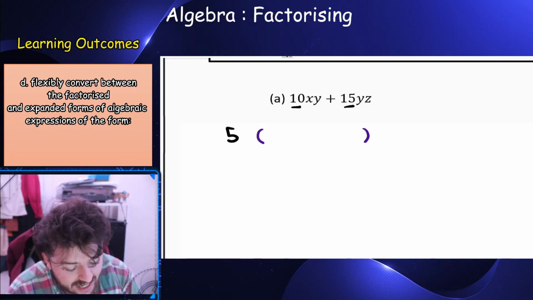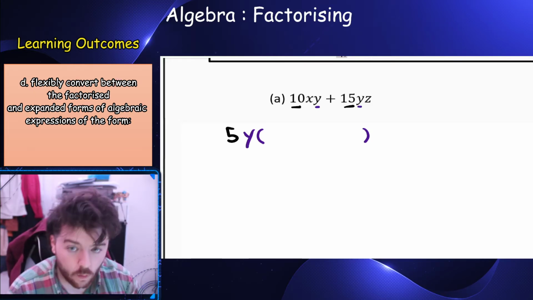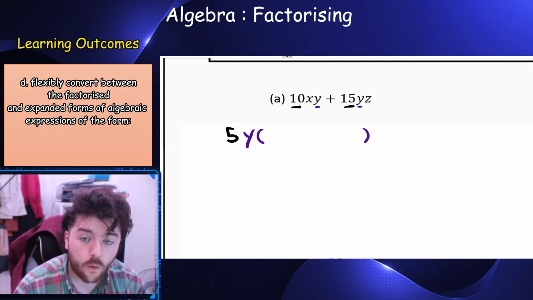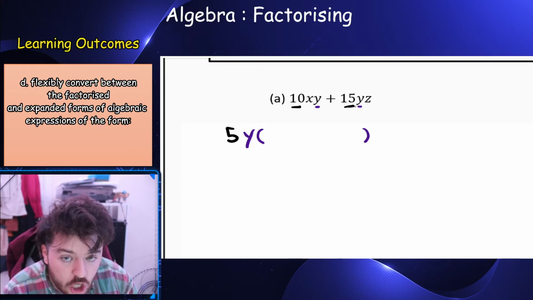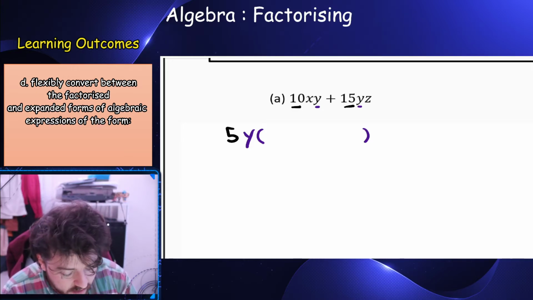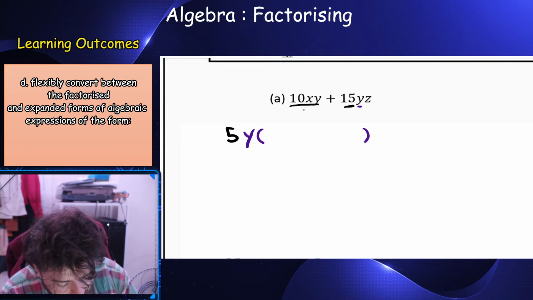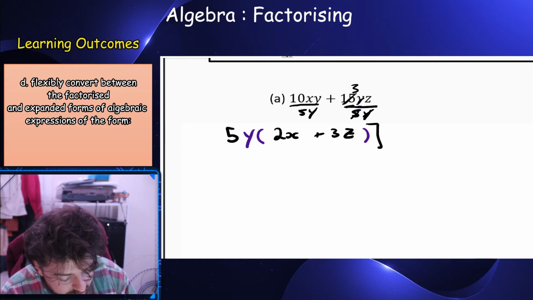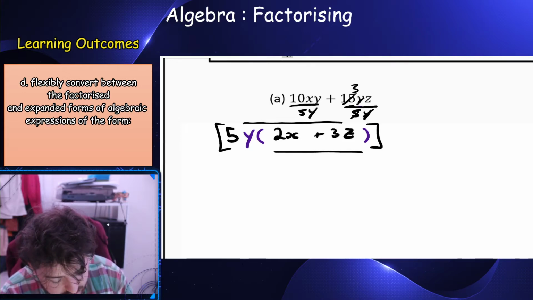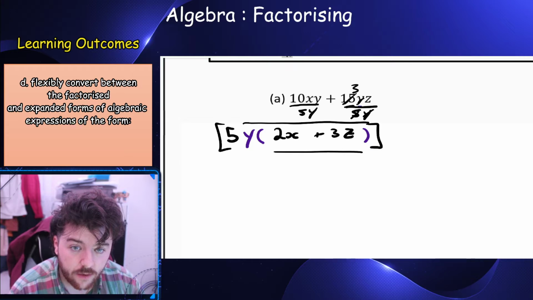And then looking at the algebraic components, they have a y in common. So I'm going to take out a y outside as well. So I have a 5y outside of my bracket. And what I do now is divide each term here by 5y. So 10xy divided by 5y is going to give me 2x. And 15yz divided by 5y is going to give me plus 3z. And that's my answer there, fully factorized: 5y times (2x plus 3z).